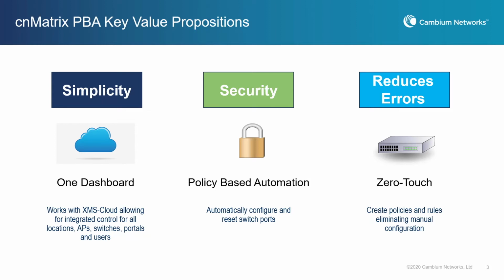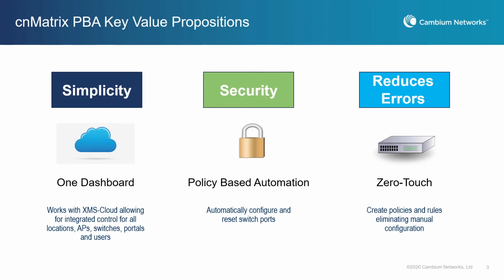The next key point is security, and we can address security like no one else. With cnMatrix PBA, you will create policies and rules so that when a device is plugged into a switch port, the switch will profile the device and determine what type of device has been plugged in. Then the switch will configure the port automatically based on a rule that you have pre-configured for that type of device. When a device is removed from a switch port, then the port is automatically reset back to the default configuration. This adds one more layer of security around the network.